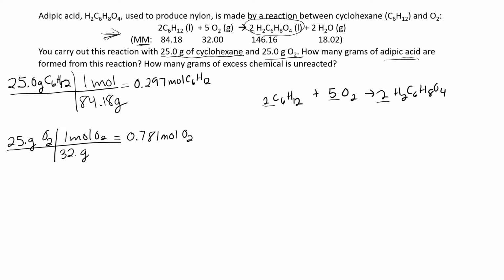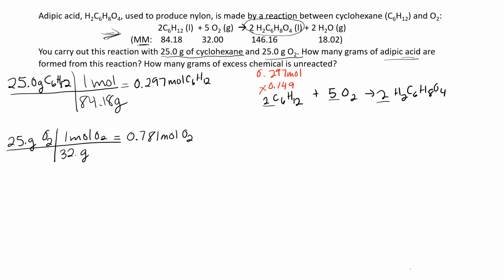So if I react all of my moles of C6H12, all of the cyclohexane, I have 0.297. So to figure out how many times I can do this reaction, I'm going to take 0.297 and divide it by 2. And I'm doing the reaction 0.149 times, basically. Okay? 0.297 divided by 2 gives me that. You can always test it. 2 times 0.149, and that gives me 0.297.